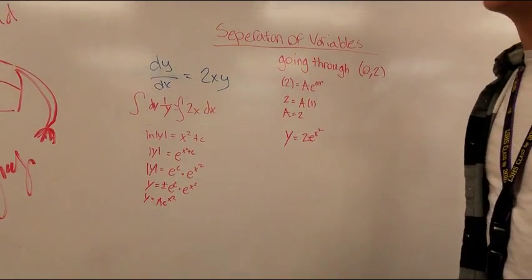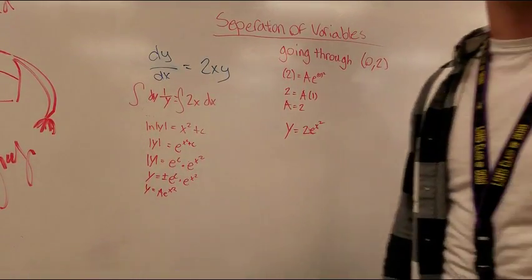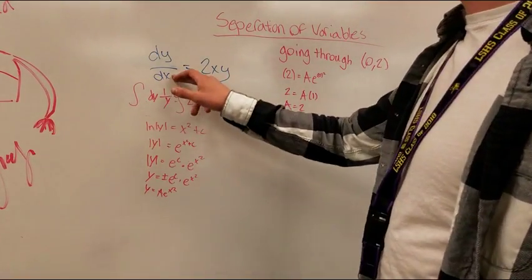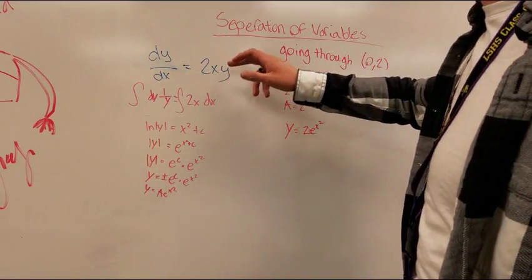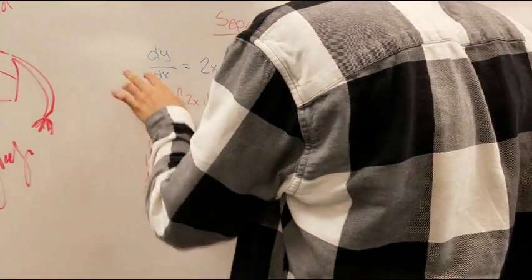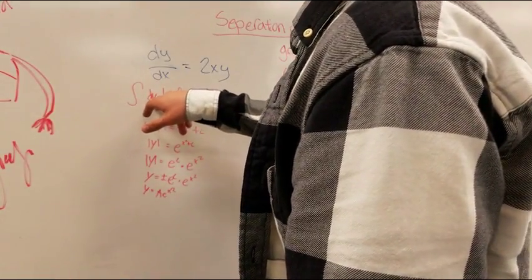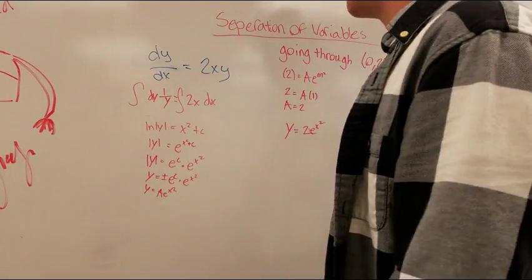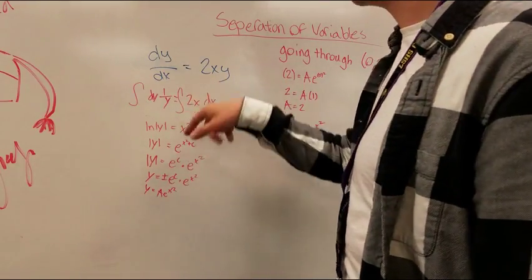Alright, so the next topic in chapter 5 is separation of variables. The problem we're going to start out with is dy over dx equals 2xy, and what you have to do is multiply dx over to this side and divide by y. You have to get dx on the same side as x and dy on the same side as y, so without the integrals, you get dy times 1 over y, because you divided, and then you get 2x dx, and what you have to do from there is take the integral of both sides.